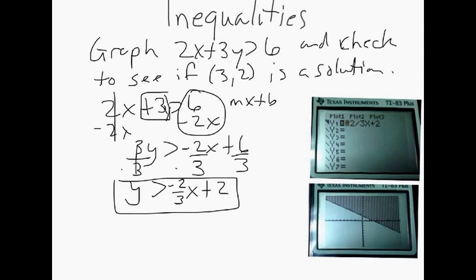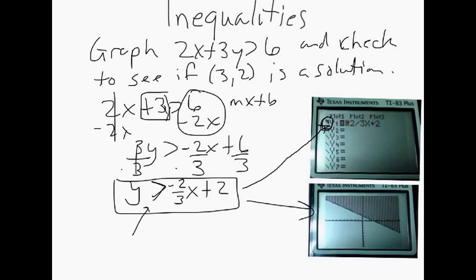So this is what we're going to type into the calculator. And you can see that I came up here and typed it into the calculator: negative 2/3 x plus 2. Greater than means shade up, so I came over here and changed this from a line to the shade up. You scroll over there with your left arrow key and then hit enter until you get that shade up box. And then this is the picture that you get.